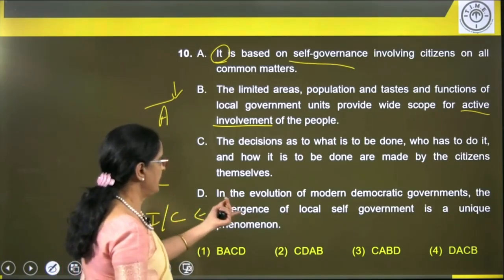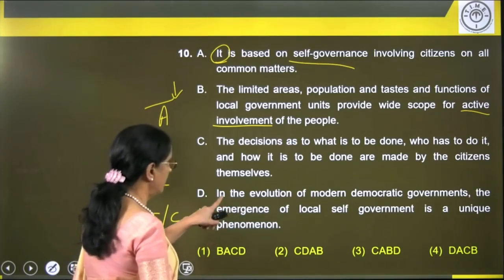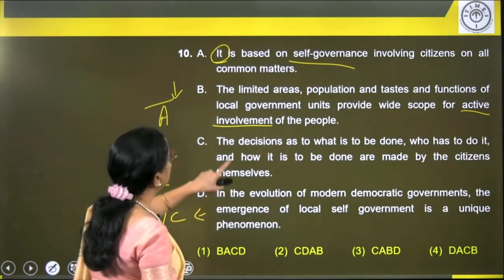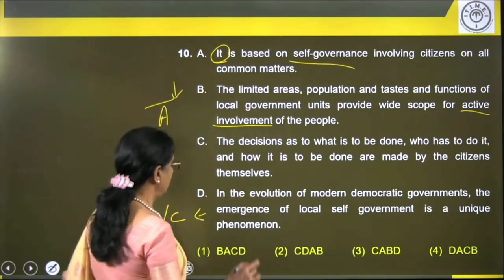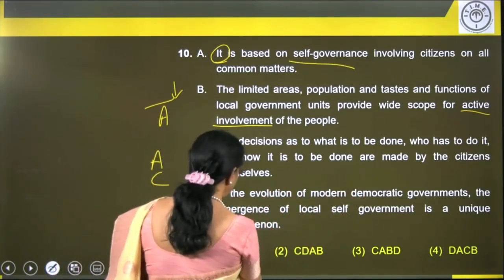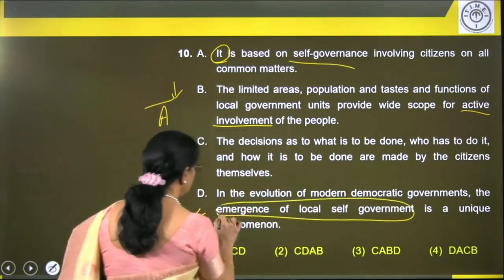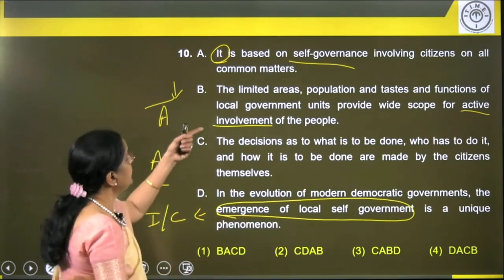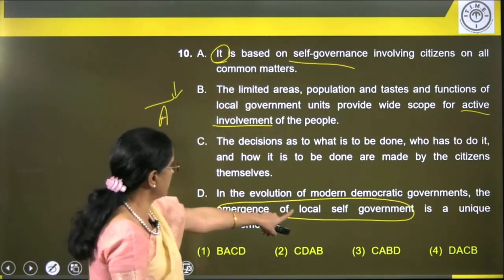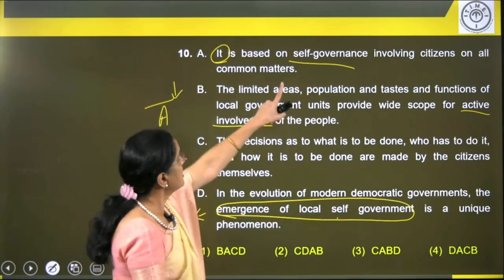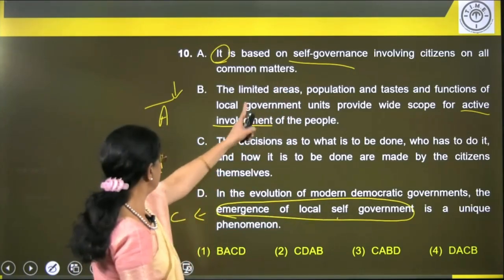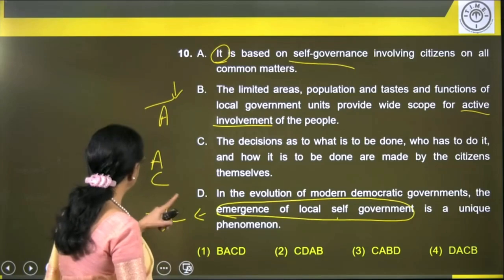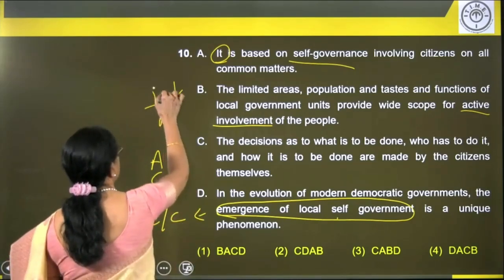So, let's look at it. It's a unique phenomenon. Alright. After that, what should come? Right. Look here. Emergence of local self-government is a unique phenomenon. It is based on self-governance. Here it is. Self-government, self-governance involving citizens. Alright. Okay. So, D-A. Alright.